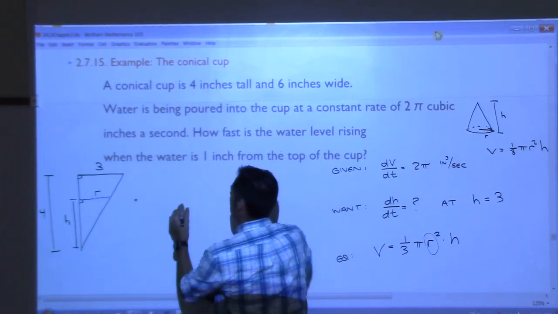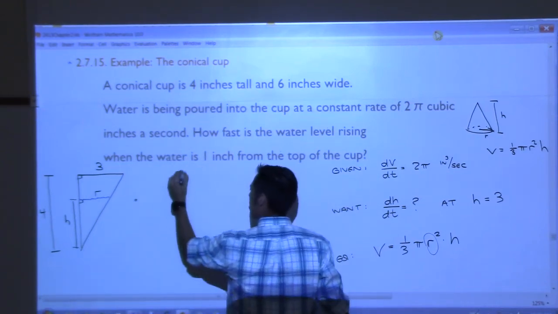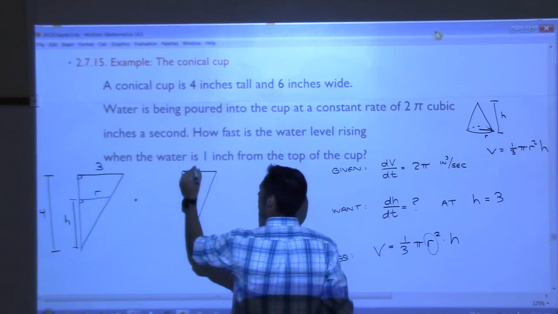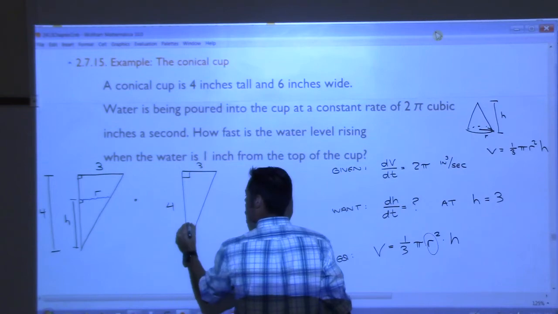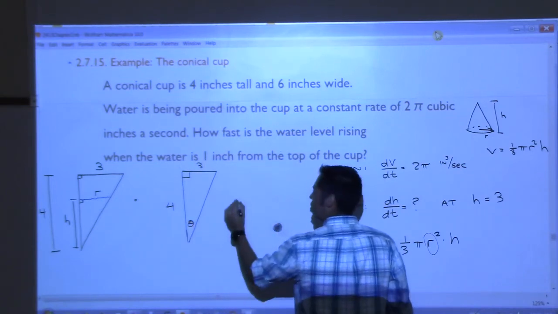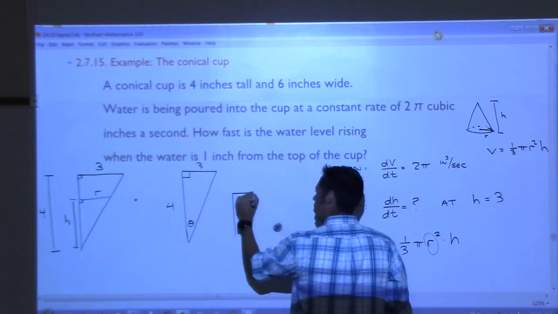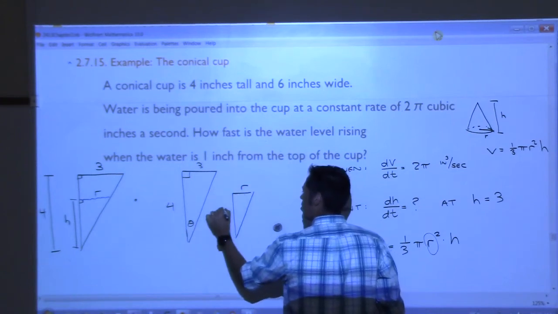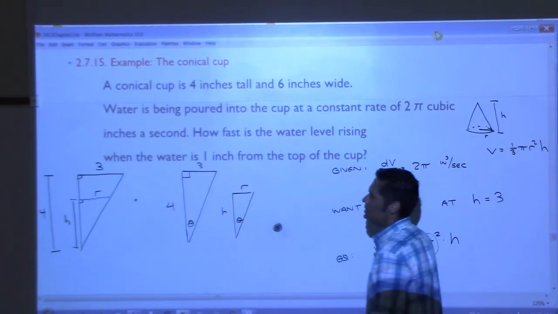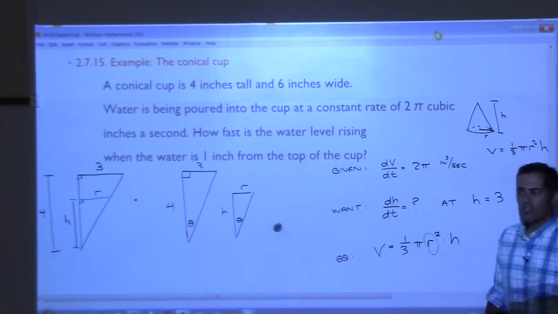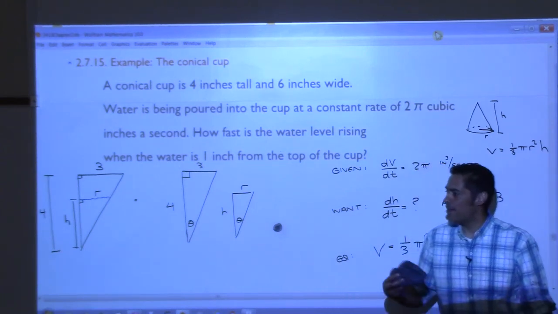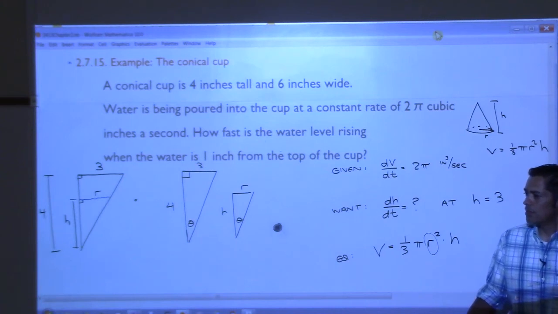If you have a triangle that looks like this, that's 3 and 4 and a 90 with an angle here, which I'll call theta. And you have another triangle inside of it that's smaller like this, where this is R and this is H. With the same theta, you have what are called similar triangles. Similar triangles are triangles that have the same angles.